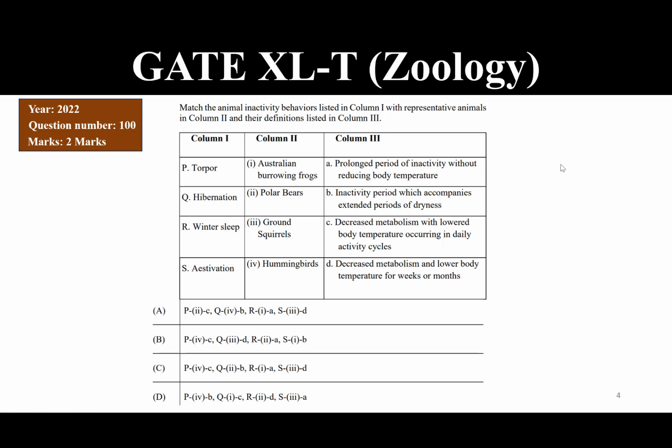So the other two options given are A, prolonged inactivity period without reducing body temperature, and B, inactivity period which accompanies extended period of dryness. Now, extended period of dryness refers to summer, and in summer, the inactivity behavior is aestivation. So S is B, and therefore R is A. And as you can see, these options are present here. So the answer to this question is option B.